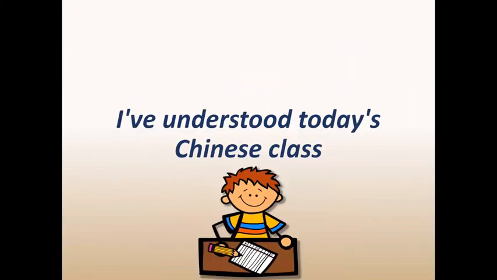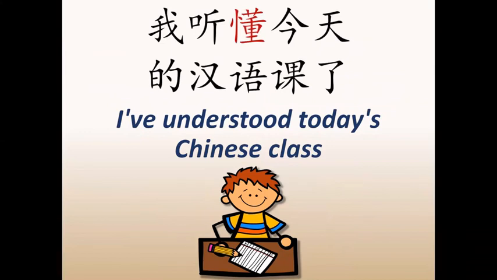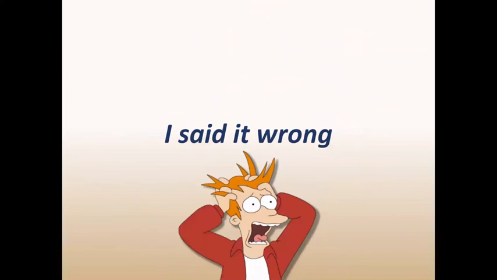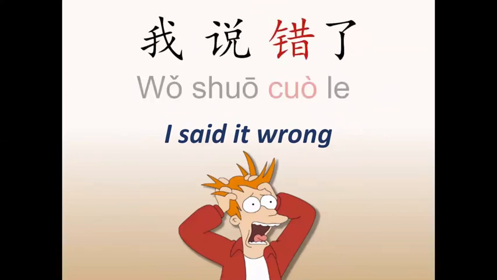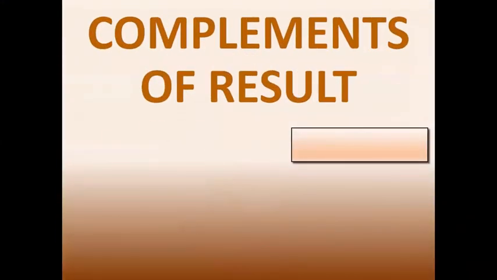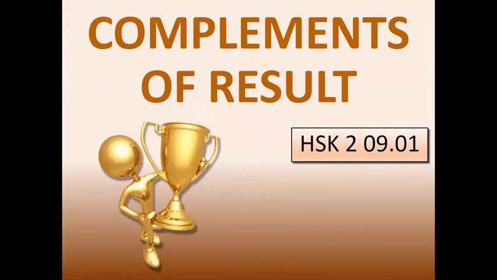I've understood today's Chinese class. And this is my desire for you. 我听懂今天的汉语课了. I said wrong. 我说错了. I spoke and I made a mistake as I was speaking. Okay, this is the meaning of this complement of result. 错. So with these examples, I hope that you understand now much better these complements of result in Chinese. Remember, this is a very important part of the HSK 2 grammar and also a very difficult one. So maybe you need to watch this video more than once. Maybe you need some further explanations. Please feel free.